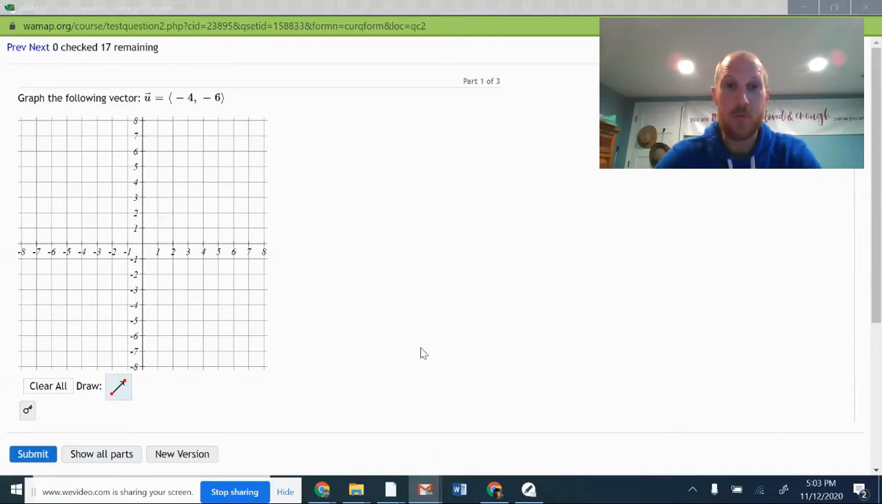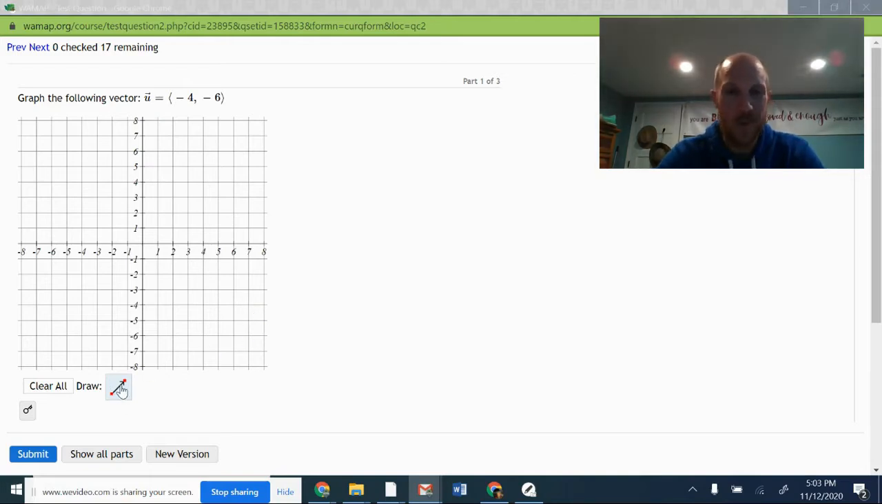Right, so we're going to graph the following vector u. It's given in component form, so the pointy brackets tell us component form, -4, -6. The first number is going to be the x component, that's the sideways horizontal component, and the -6 will be the y component or the vertical component.